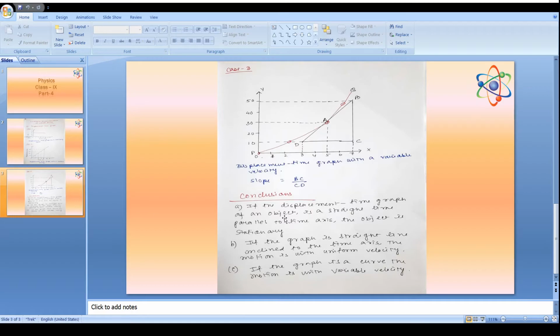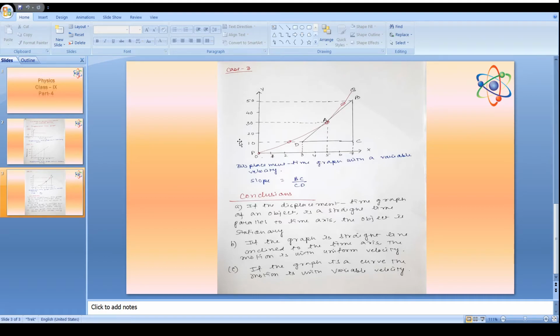Next, case 3. If a body moves with varying speed, that means the body is moving with non-uniform speed in a fixed direction, that is a variable velocity, the displacement time graph is not a straight line, but it is a curve.